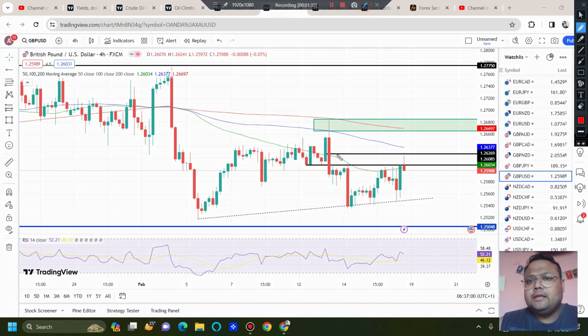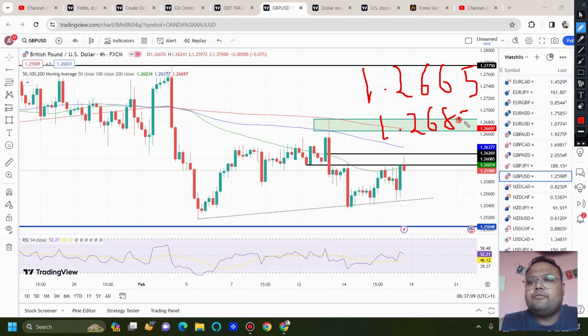So here I think that if the market goes up 1.2665 to 1.2685, the box that I have marked here is a level where we can expect some selling, because of sellers present around this area, because we have seen previous price rejection, plus we have the 200 moving average. So if the market goes up and reverses, we can look for a sell around this area.